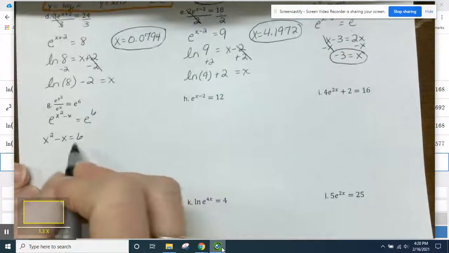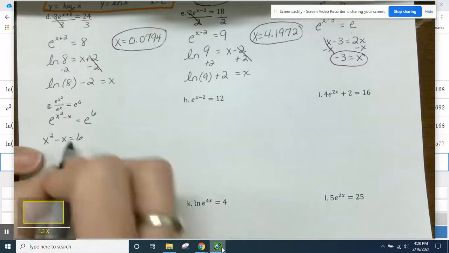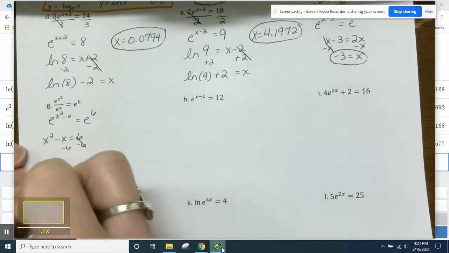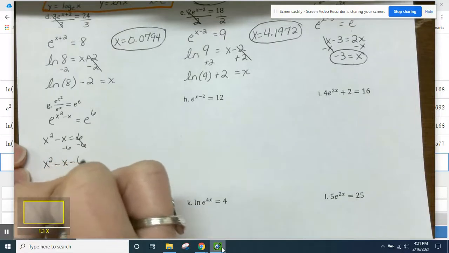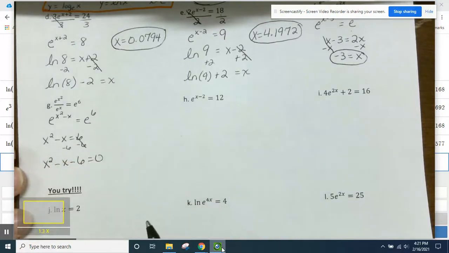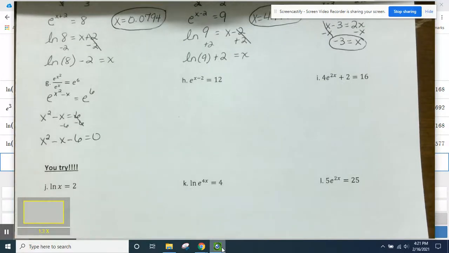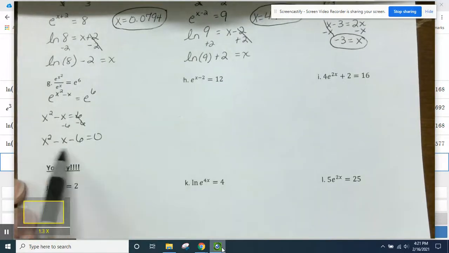Now this squared makes it just a little bit harder for us to solve. So I'm going to first move that 6 over here. So that gives me x squared minus x minus 6 equals 0. Now we have to do something that we have not talked about much in Math 3 so far, but we are getting ready to talk about it. Factoring. We have to factor this.